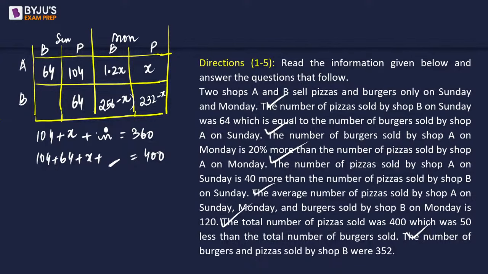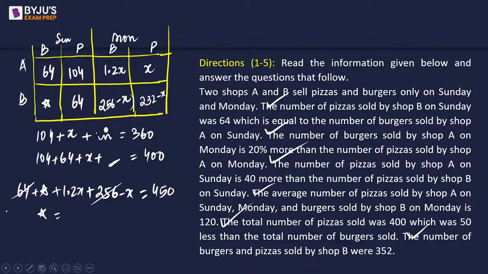And which was 50 less than the total number of burgers sold. So if you look at the burgers, we are saying 64 plus asterisk plus 1.2x plus 256 minus x. This is 450 because 400 is 50 less. So here asterisk is going to be 256 plus 64. This is going to be 320. So 450 minus 320 is 130.